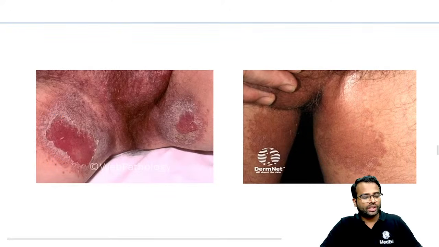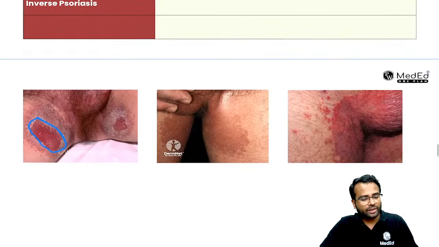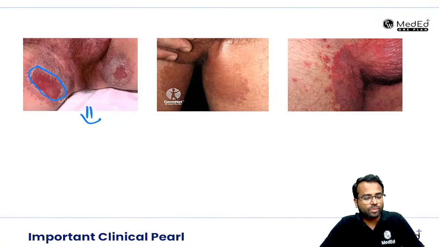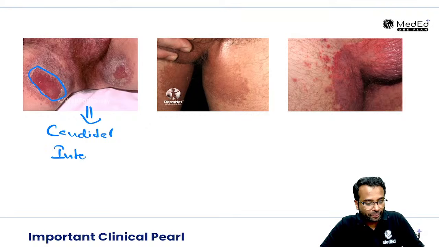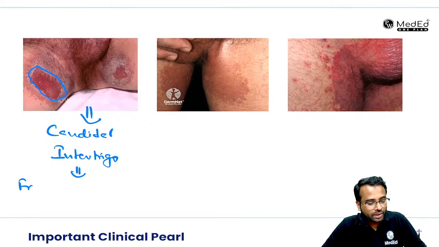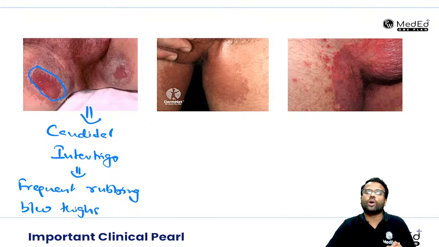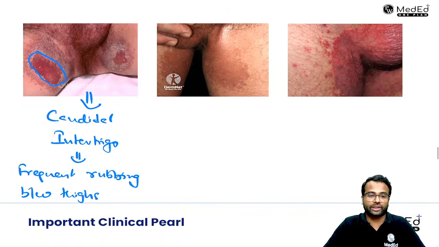ये जो image है, this is what I mentioned, some erosions and all can be seen. अगर clinical picture ऐसा है, then this is most likely to be a candidal intertrigo, because of the frequent rubbing of the thighs, between the thighs. Friction के वजह से जो होगा, it is most likely to be a candidal intertrigo.